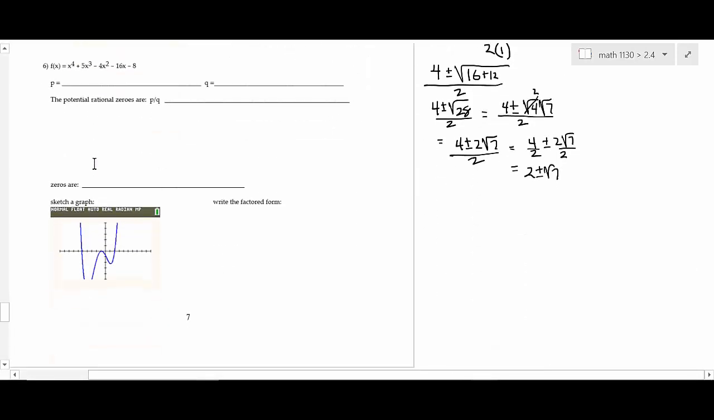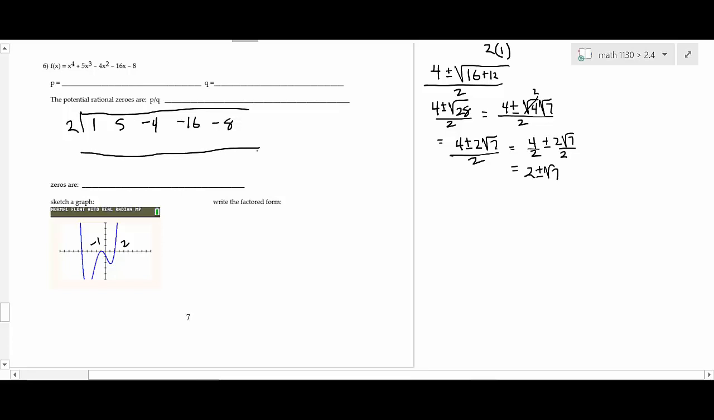So I'm going to take the graph on this one, and I'm going to see if I can find a 0 on this one. It looks like 2 is a 0. And it looks like -1 is a 0. Let's just find out. Let's just do the synthetic division and find out. So let's take the polynomial we have. We don't have any missing terms, so that's 1, 5, -4, -16, -8. And let's divide by 2 and see if it's a 0.